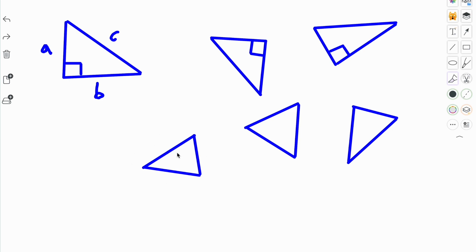We see this one has no 90-degree indicator, and it doesn't look like it's 90 degrees. Sometimes triangles look like they're 90 degrees, but they're not. So this is not, here, we'll use red, this is not 90 degrees. Now let's move on to the next one. So over here, 90 degrees.